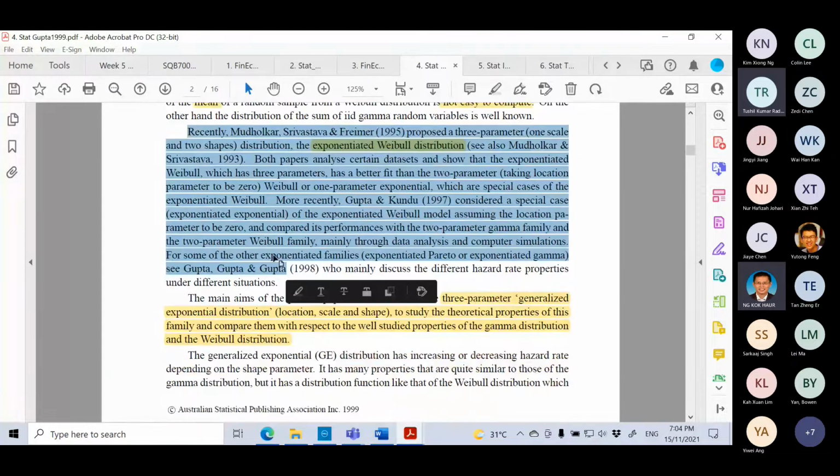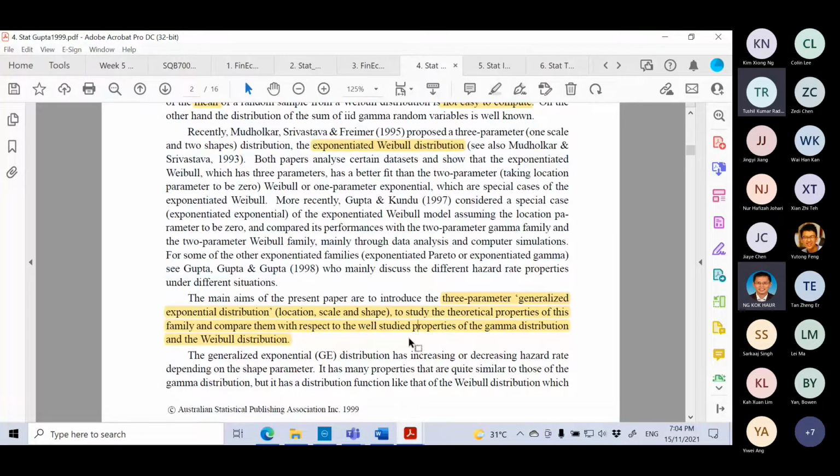Okay, so the main aim of this present paper is to introduce the 3-parameter generalized exponential distribution. Because it consists of 3 parameters, these 3 parameters are referring to the location, scale, and shape parameters. And then they study the theoretical properties of this family and compare them with respect to the well-studied properties of the gamma distribution and Weibull distribution.